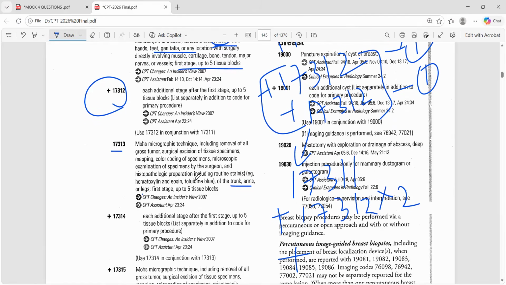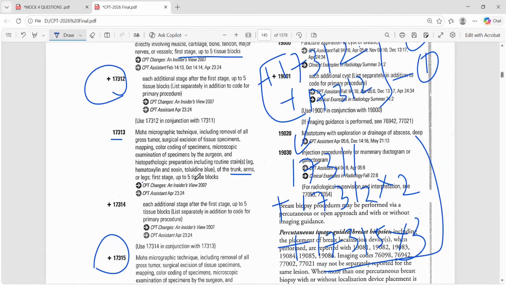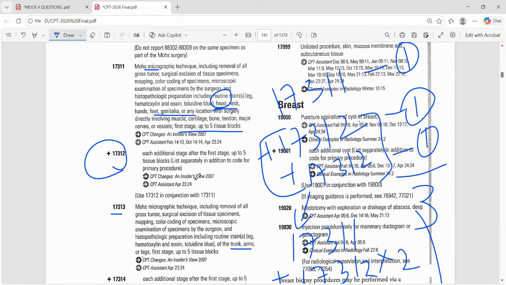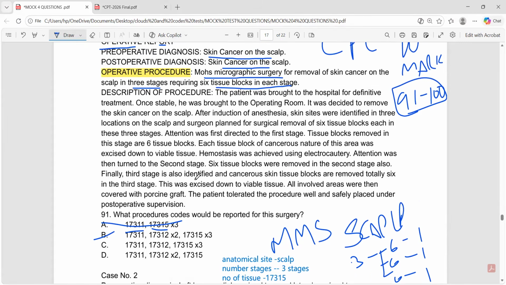Then we have additional tissue blocks: for each additional tissue block, any location, 17315. Additional tissue blocks are 3. Yes or no? We are having 3 additional tissue blocks. See here, what is the answer? 17311 and 17315 is a wrong answer. 17311 and 17312 times 2 and 17315 times 3, that will be the correct answer. Okay, likewise, you can do all the case studies.